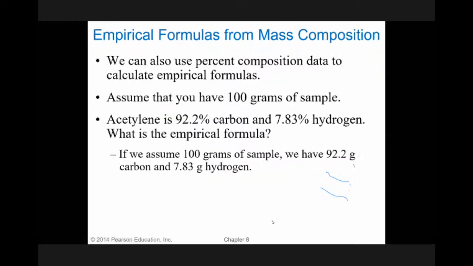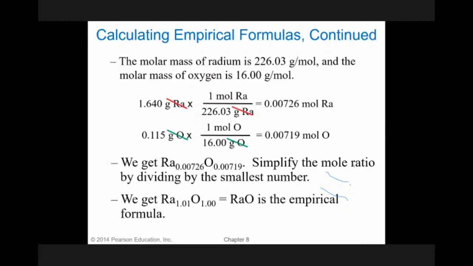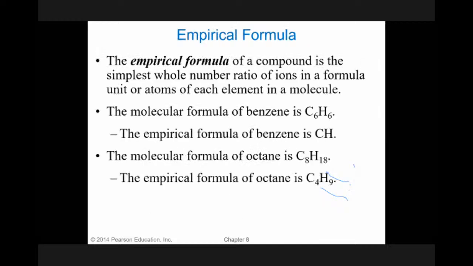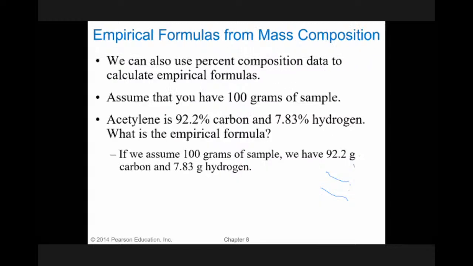So we can also use percent composition data to calculate empirical formulas. Let's assume that you have a 100 gram sample. Acetylene is 92.2% carbon and 7.83% hydrogen. What is the empirical formula? Just like we found the empirical formula here, now we have percentages. So what is the empirical formula?